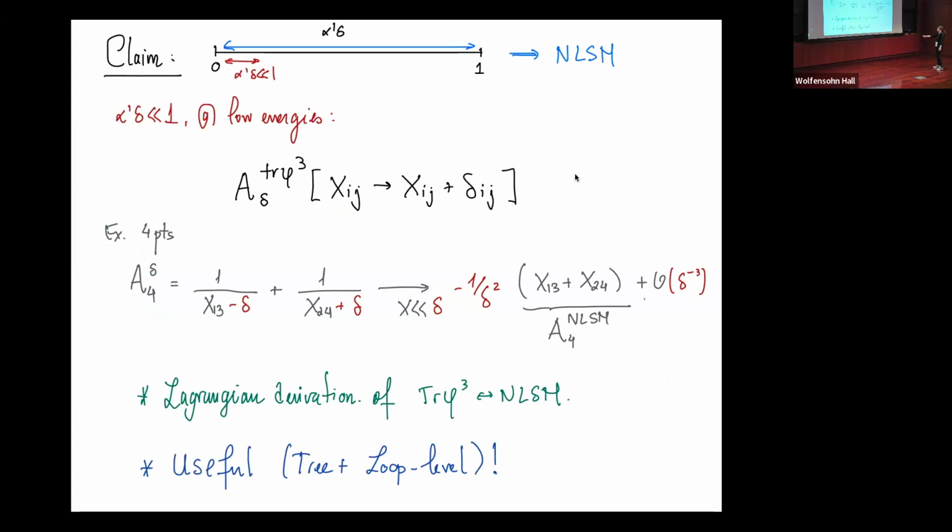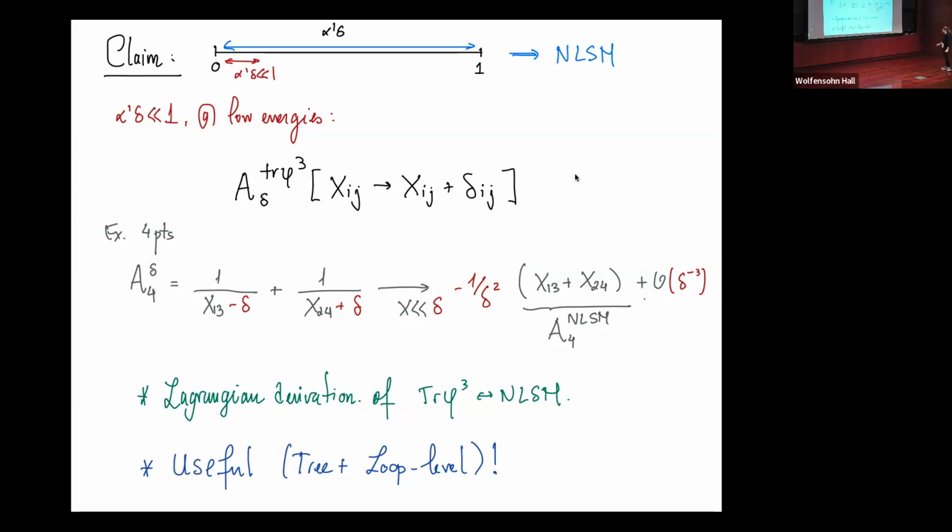All that this amounts to is to change the S channel by minus delta here and the T channel by a plus delta. And we can check that when we expand at low energies, so for X much smaller than delta, then the leading term in this expansion is precisely the NLSM amplitude. Okay, so this is just an example. We have some on-shell ways of understanding why this connection is true, but more broadly, to prove it at all orders, we actually now have a Lagrangian derivation of this connection between trace phi cube theory and the NLSM.